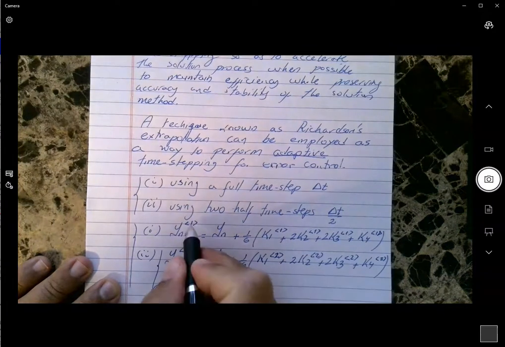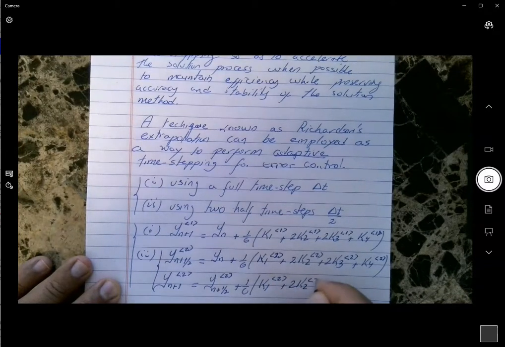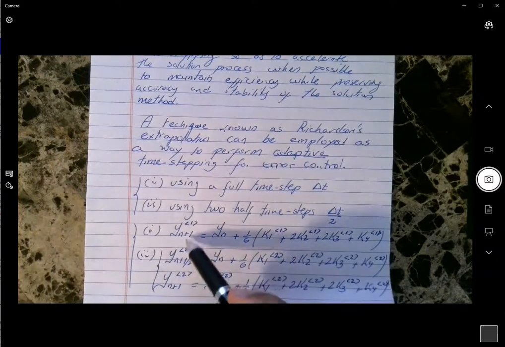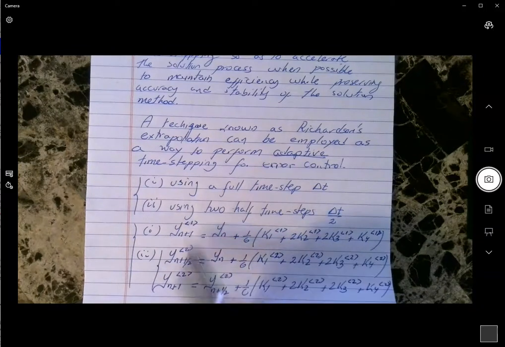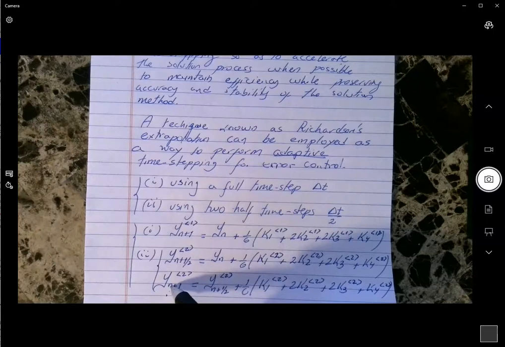I'm going to compare this one to this one by using this solution at half time step and adding again the new values of k1, k2, k3, and k4 for method number 2. So now I have 2 solutions at the same time value, at the next time step. One by taking a full time step, one by taking 2 half time steps.